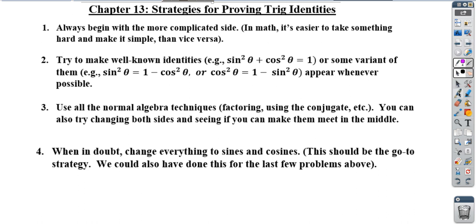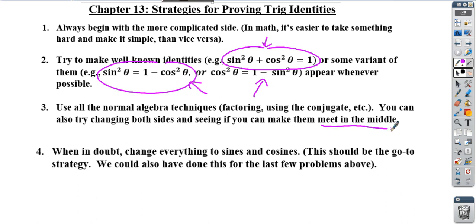Okay, the other thing we want is those identities I just showed you, the 3 at the bottom there. We want to make those appear whenever possible. So we'll look to make one of those appear, or some variation. Like if you look at this one right here, if you subtracted cosine squared from both sides, you would get that. Subtracted sine squared, you would get that. Rule 3, we use all the normal techniques we've used before, so factoring, using things like the conjugate and so on. If it's really complicated and we can't see where to go, if we get stuck on one side, we can start changing the other side and see if we can somehow make them meet somewhere in the middle, because that's enough to prove it.